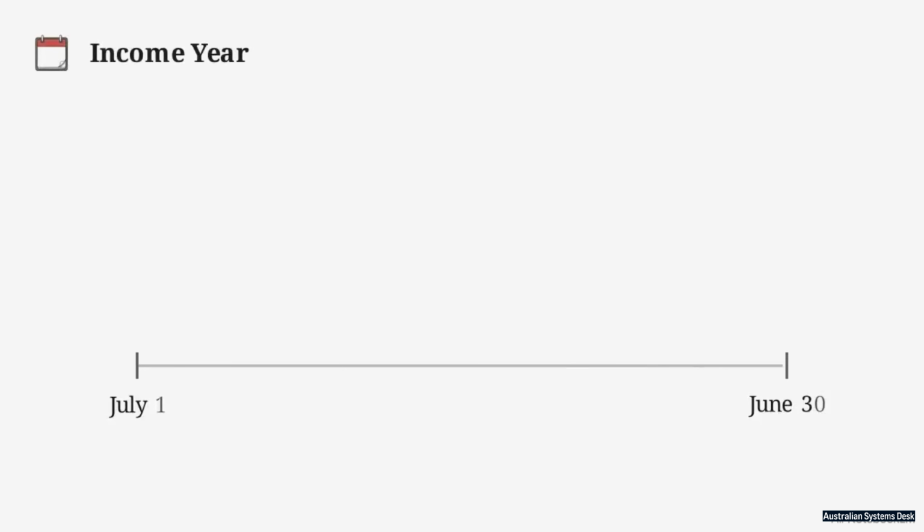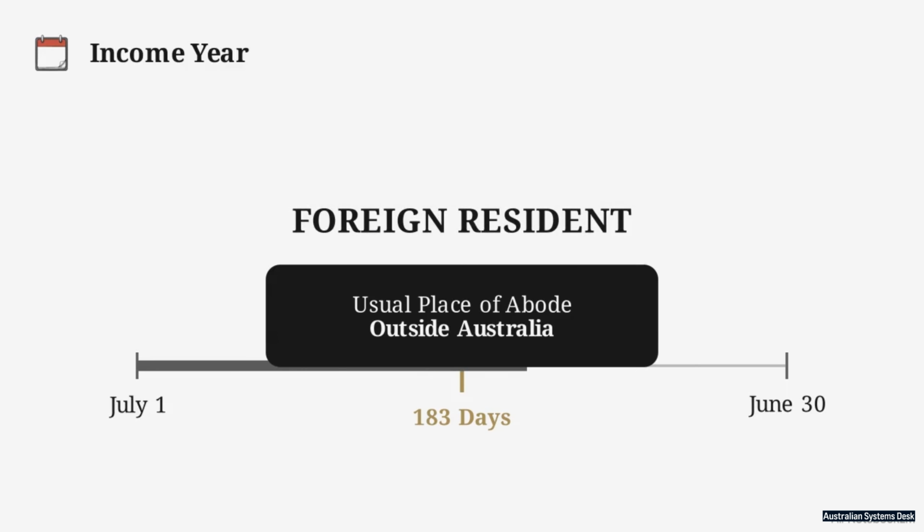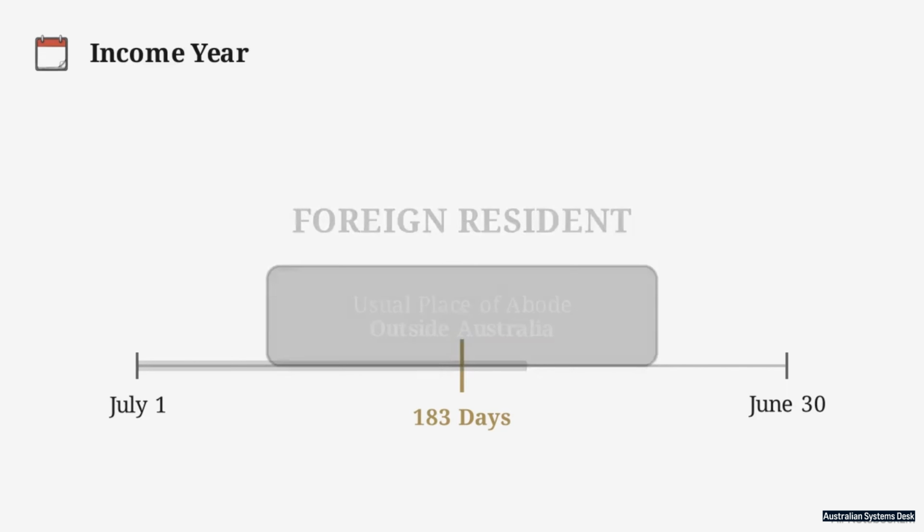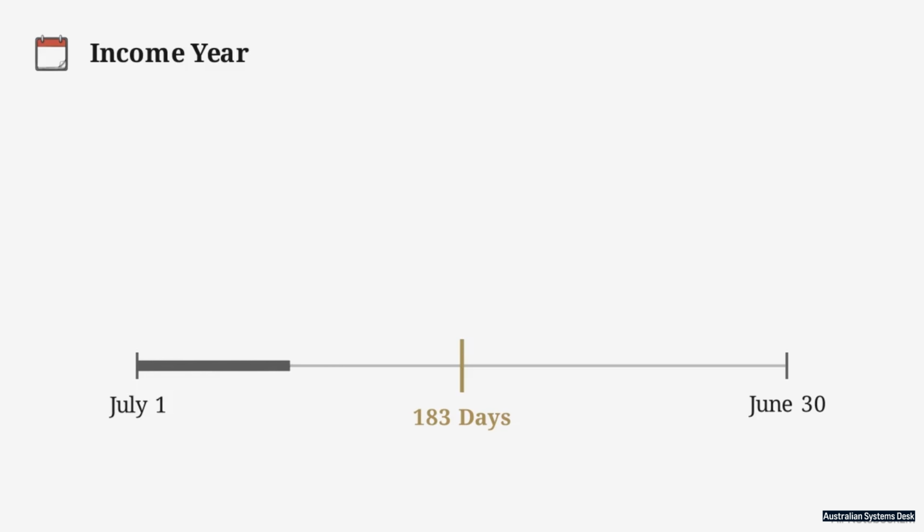Under the 183-day test, you are treated as a resident if you are present for more than half the income year, unless your usual place of abode is overseas and you do not intend to take up residence in Australia. Conversely, spending fewer than 183 days in the country does not automatically make you a foreign resident.